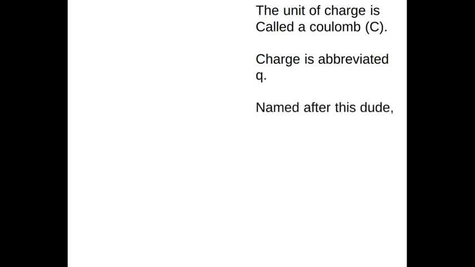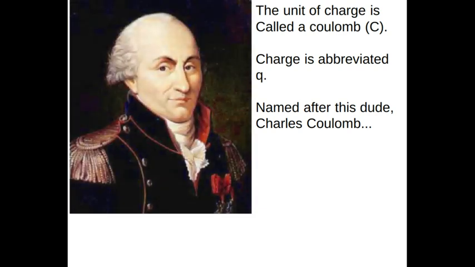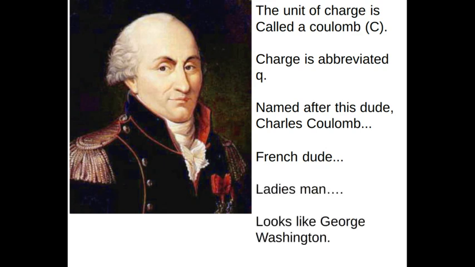We get the word coulomb from this guy right here, Charles Coulomb. We'll talk more about him later. He did some important experiments and wrote an important law. He was a French guy from the late 1700s, early 1800s. Ladies' man, looks like George Washington.